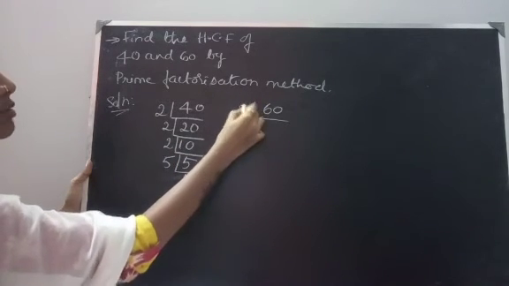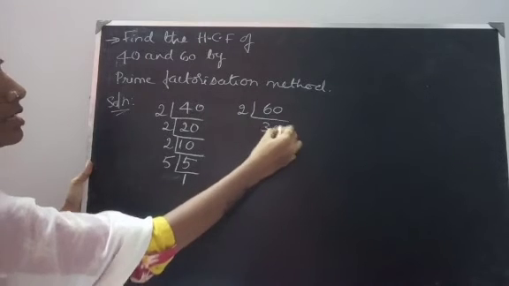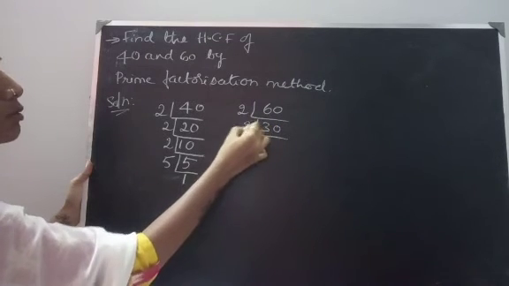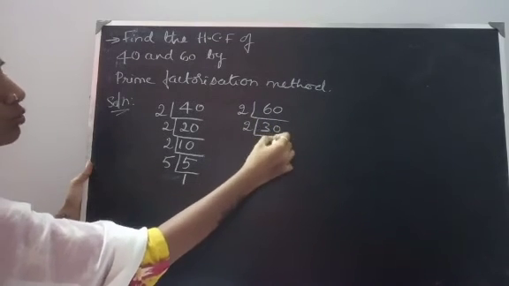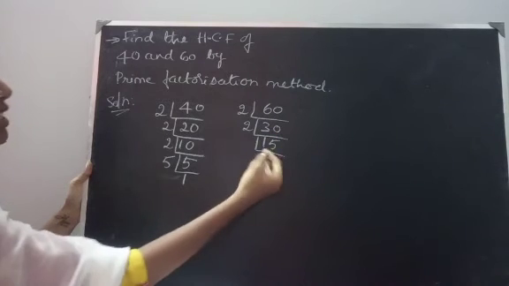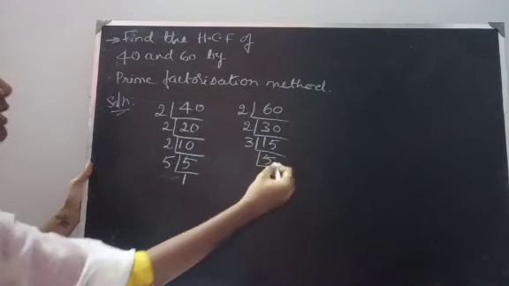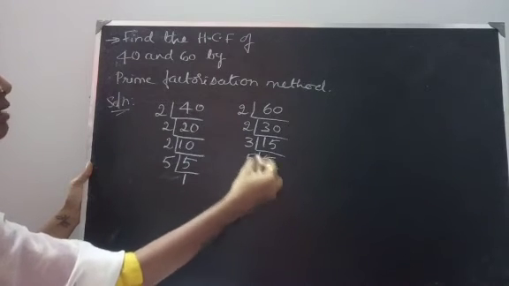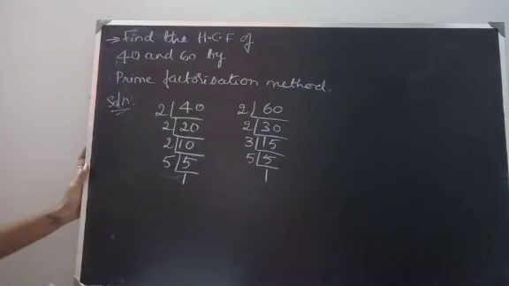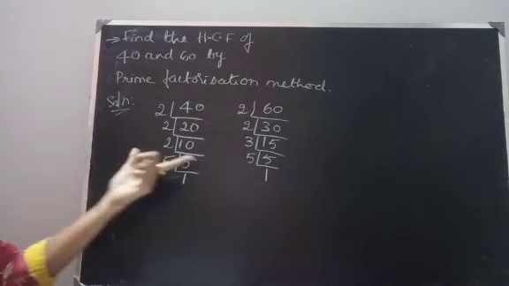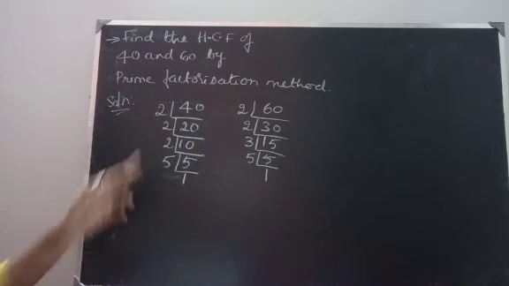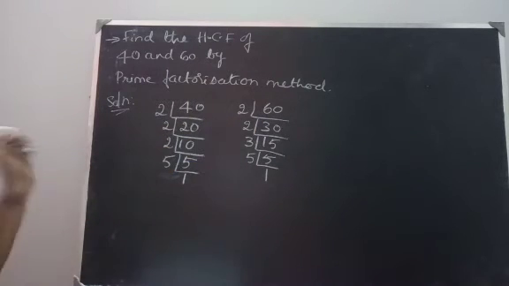So now coming to 60. 60 is exactly divisible by 2. 2 3s are 6, 0. Again 30 is divisible by 2. 2 15s are 30. And 15 is divisible by 3. 3 5s are 15. Again 5 is exactly divisible by 5. Okay. So now we have to find the common factors of 40 and 60.